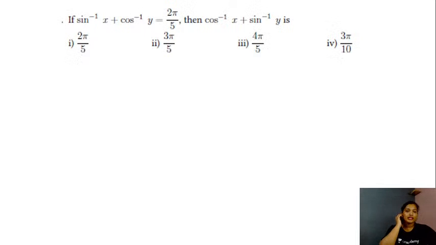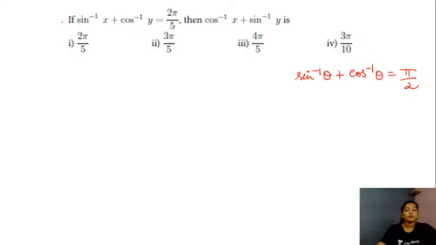So here you have your next question now. Sine inverse of x plus cos inverse of y, this is equal to 2 pi by 5. Cos inverse of x plus sin inverse of y, this will be equal to which of the following options? So the identity that you would be using is nothing but your sin inverse of theta plus your cos inverse of theta. This is equal to pi by 2.